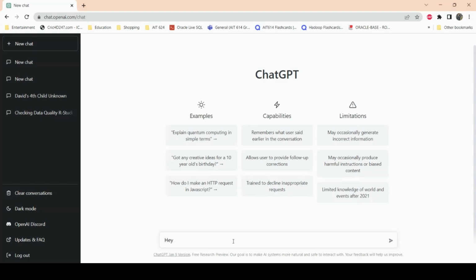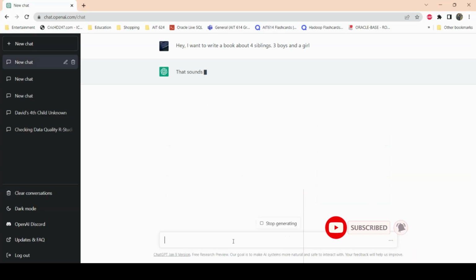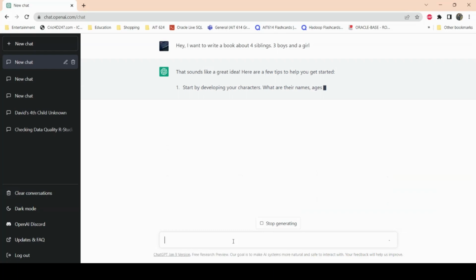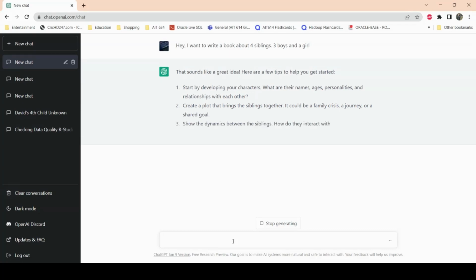So I'm going to be like, hey, I want to write a book about four siblings, three boys and a girl. Okay, let's see. So I asked ChatGPT, I want to write a book about four siblings, three boys and a girl. So here is the idea that they're coming from ChatGPT. It sounds like a great idea. Here are some of the tips to help you get started. So let's see the tips.